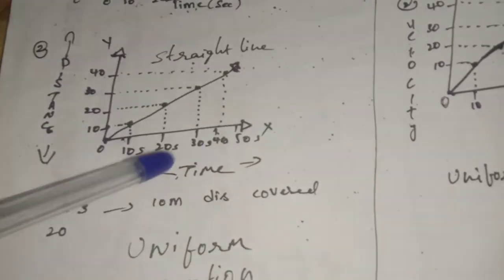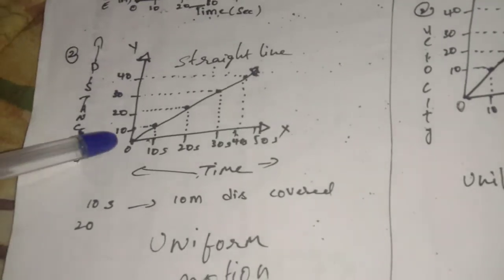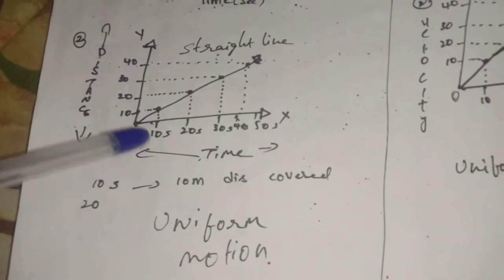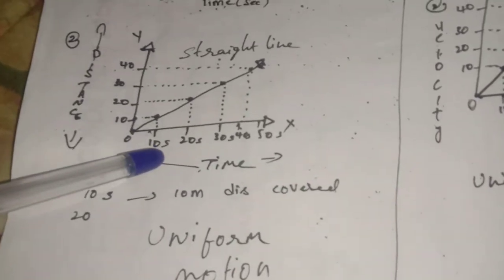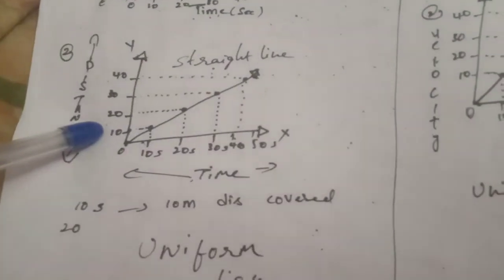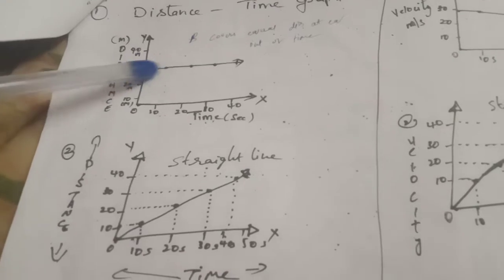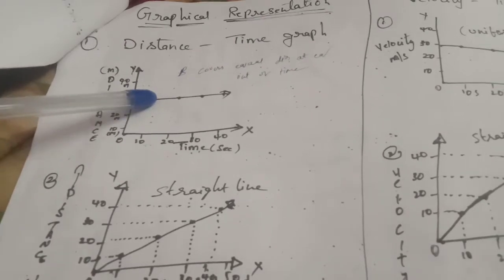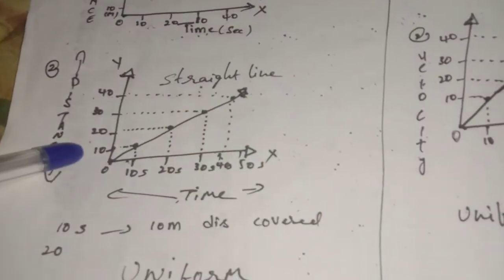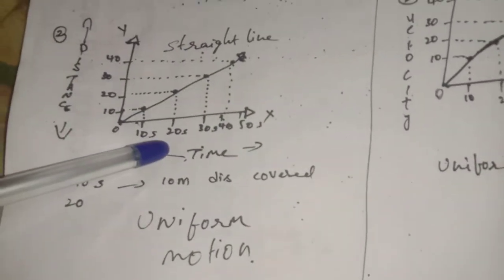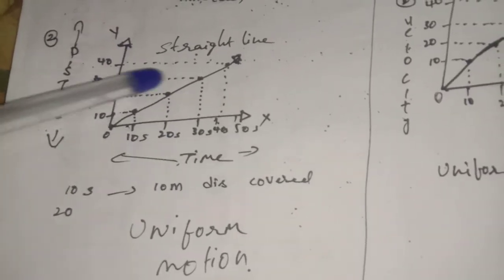So 10 seconds, 20 seconds, 30 seconds, 40 seconds and 50 seconds. And here we will represent distance 10, 20, 30, 40. But how is it moving? At 10 seconds it is covering 10 meter distance. In the previous one it covered 30 meters distance. But here how much is it covering? At 10 seconds it is covering 10 meters. At 20 seconds it is covering 20 meters. At 30 seconds it is covering 30.